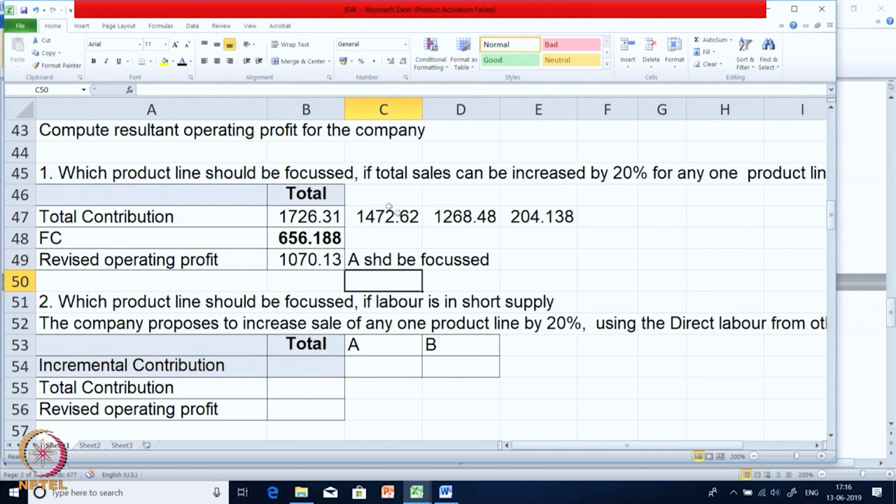And the revised profit is 1070.30. Fine. Now in the second part, what has been asked is which product line should be focused on if labor is in short supply. So what the company wants to do is increase the sale of one product by cutting down the labor of the other product.